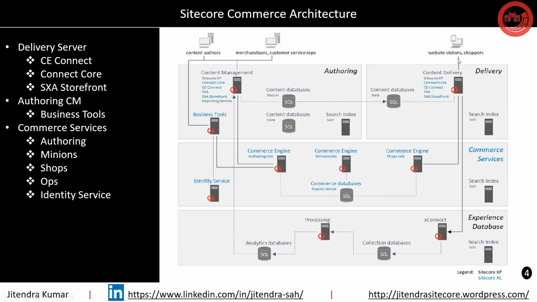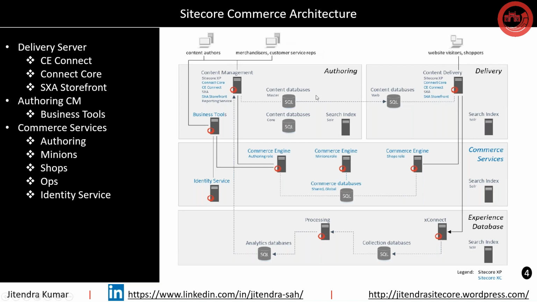Here you can see this is the delivery system, the CD we have. On a CD, we require only the content delivery system. Then we have the commerce engine connect, then Connect or SXA storefront. So these are the things we require for delivery, or you can say on a CD instance.